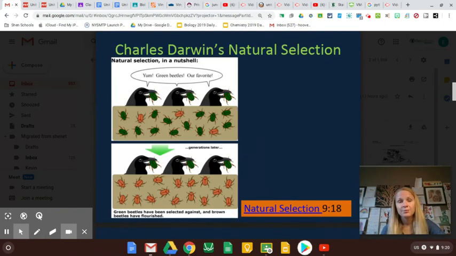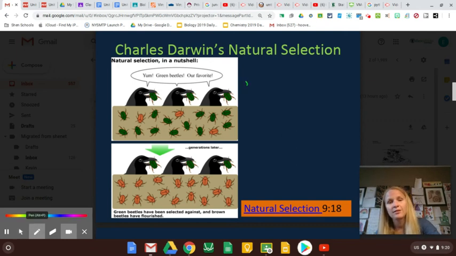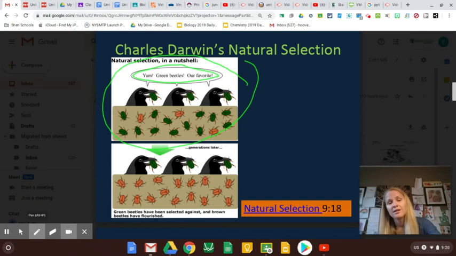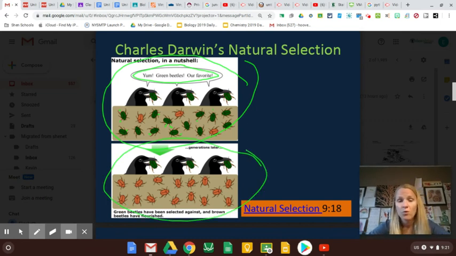Here's another example of natural selection. In this cartoon, it seems like these crows say, yum, green beetles are our favorite. So it used to be that there were more green than orange, lots of green and very few orange. But it turns out that crows on this island or this area prefer the green. So what happens generations later, there's more orange beetles.